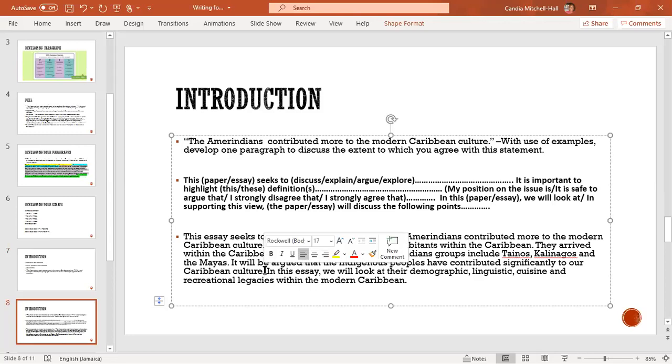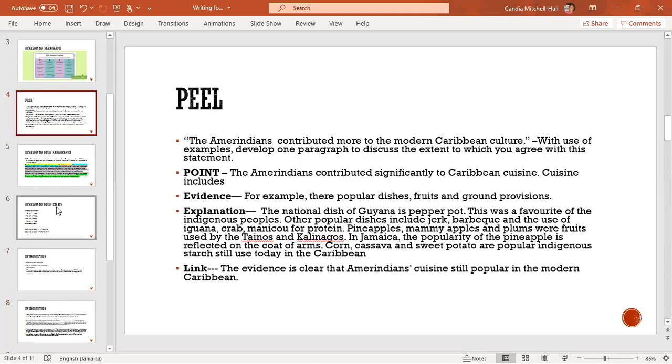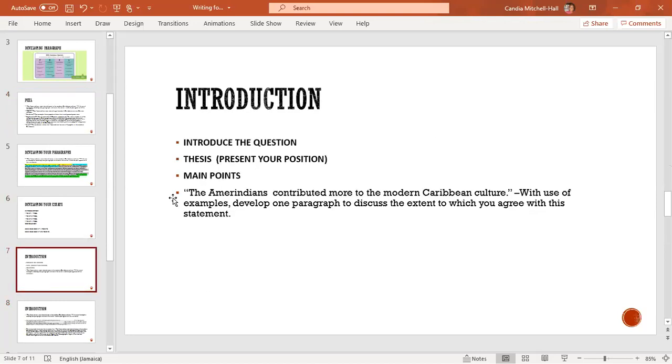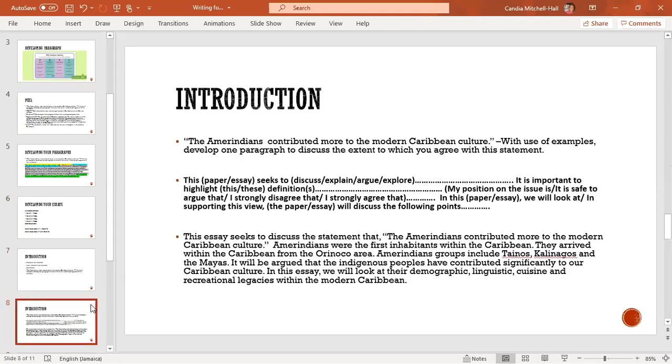All right. The next thing, after you give them your position, is that you need to outline all the points that will be developed, the points you're going to develop, in your introduction. So you continue to say, in this essay, we will look at their demographic, linguistic, cuisine, and recreational legacies within the modern Caribbean. So when I go into your essay and I look at the first point, your first point is you're going to peel demographic. What were the demographic effects, or legacies, or contributions of the indigenous people?